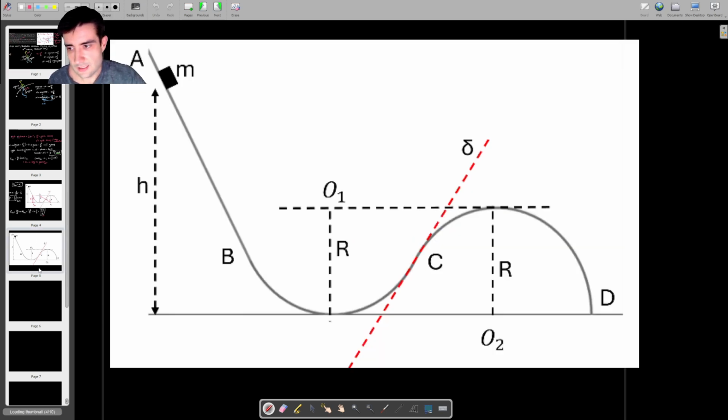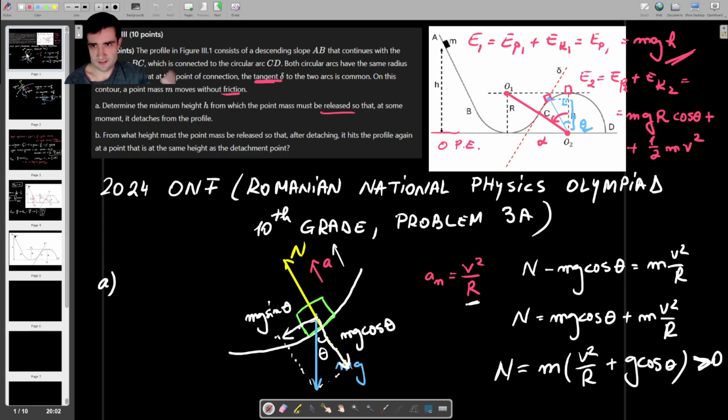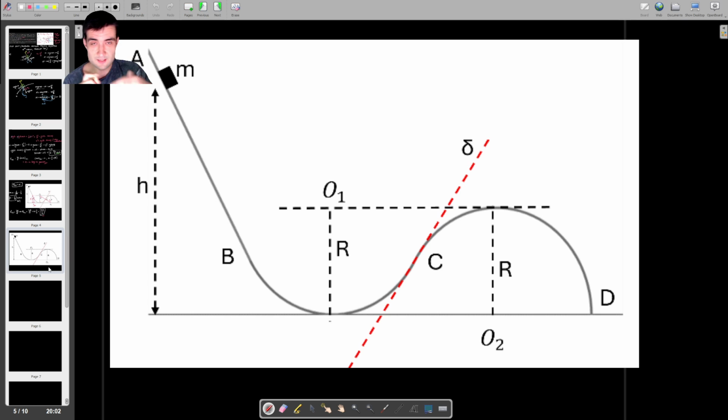Basically, that's the idea. Now, another interesting thing is what happens after it leaves the surface. And I think this is where this question becomes interesting, because this kind of question, like part A, I've seen this many times: where does the object detach from the surface? And we have to find the angle, or we have to find the height, and we're done. But part B is asking something beyond that, and it's asking us to look at what happens when the object is detaching from the surface. Like, what kind of motion does it have?